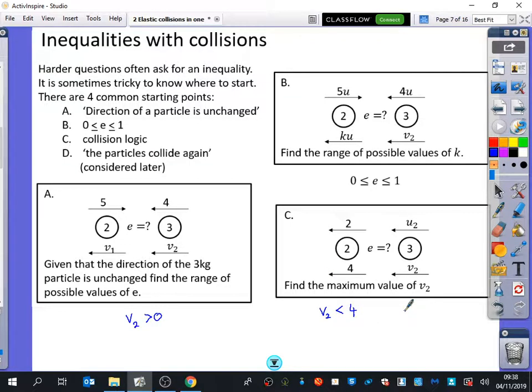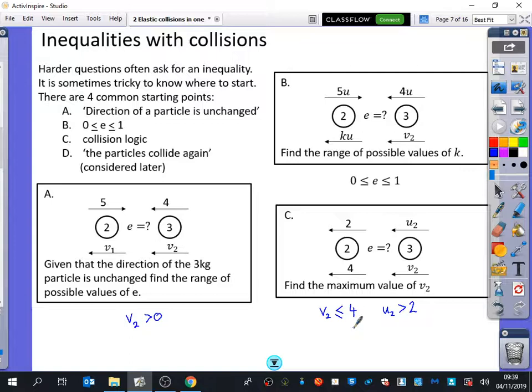What could we also say about U2? U2 has got to be greater than 2, otherwise it would never catch up. I also think V2 could probably be equal to 4, because it could be like those questions we've done where they're stuck together and there was a special word for that, beginning with a C. Coalesce, or common speed, yeah, coalesce. If the particles coalesce, it could be equal to that.